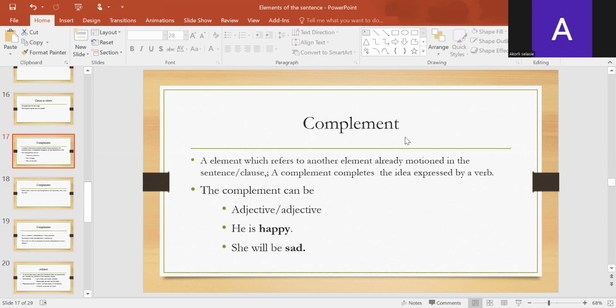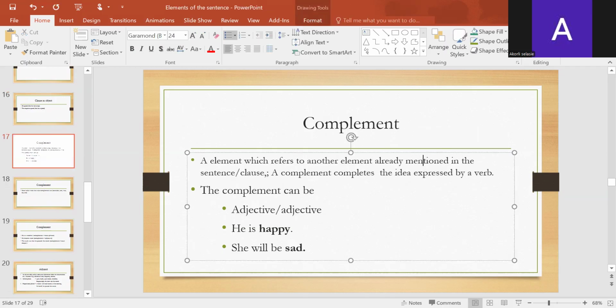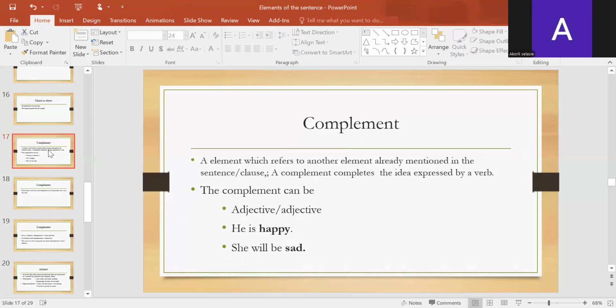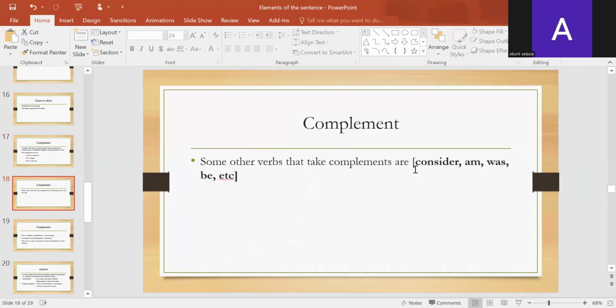A complement is an element which refers to another element already mentioned in the sentence or clause. A complement completes the idea expressed by a verb. The complement can be an adjective. He is happy. She will be sad. And I said earlier on that those categories of verbs follow the verb be: will be, is, was, were. Some other verbs that take complements are consider, appears, he is, she is, we are. They take complements.